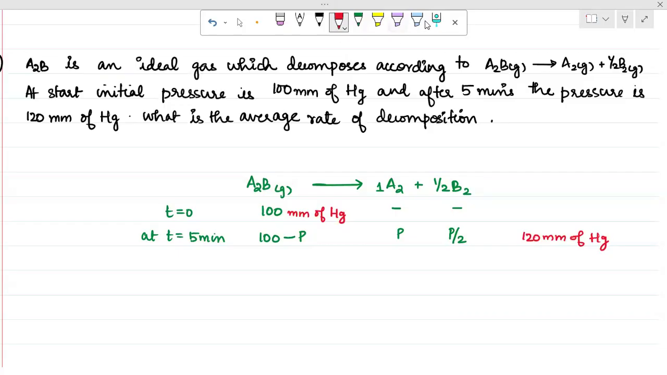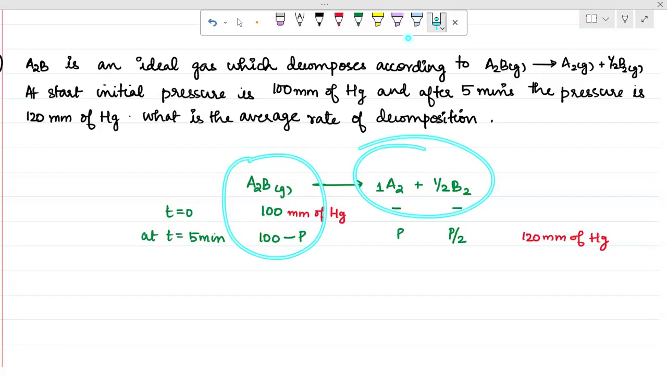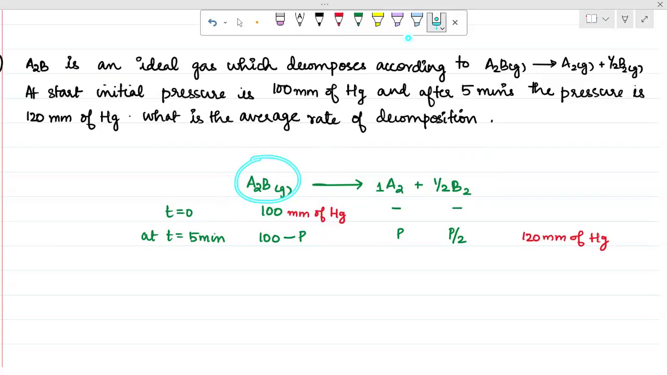So initially, if you take a beaker, you had only reactant and whose pressure is 100. But once the decomposition has begun, you have the reactant and you have the decomposed products, because everything is gaseous now. So in the vessel, you will have both the reactants and products whose pressure is 120 mm of Hg.